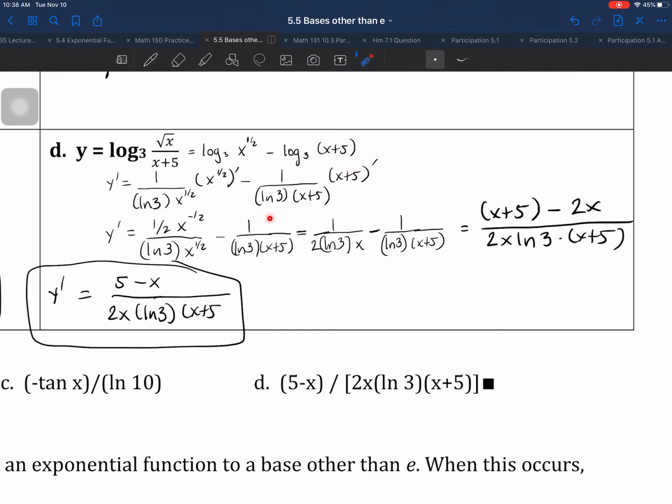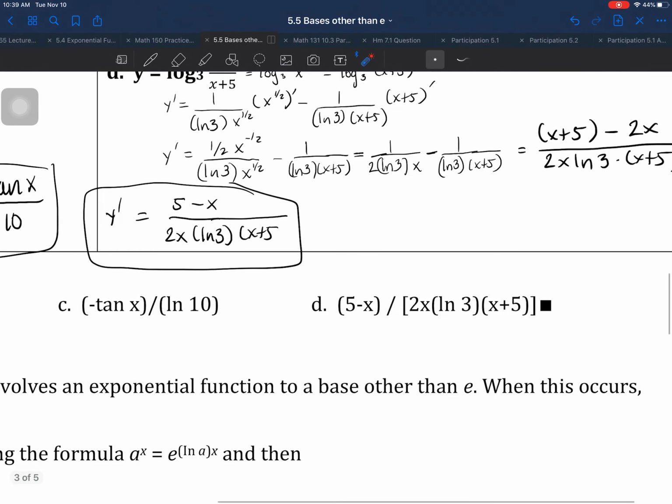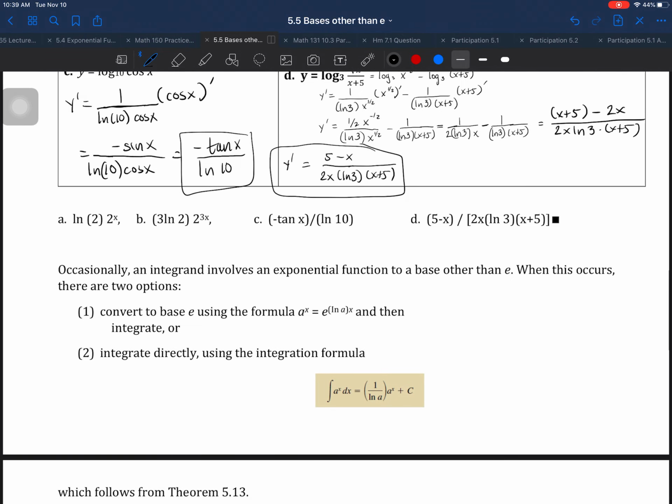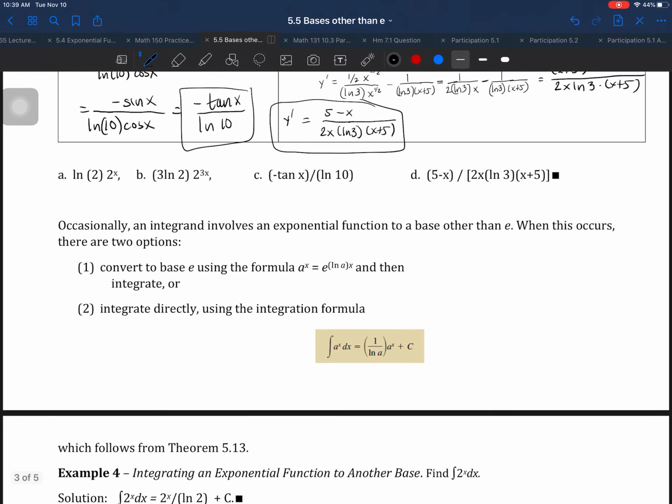The derivative of this is 1. This 1/2 will simplify to be 1 over 2. And these will simplify to be x on the bottom, minus that. And then you can have a common denominator by multiplying this by x plus 5 and multiplying this by 2x. Then simplify that, and that gives us 5 minus x over that. So mainly the last part was just algebra.